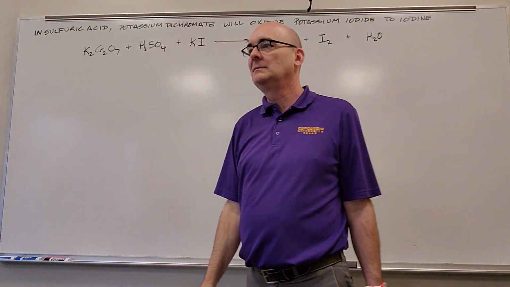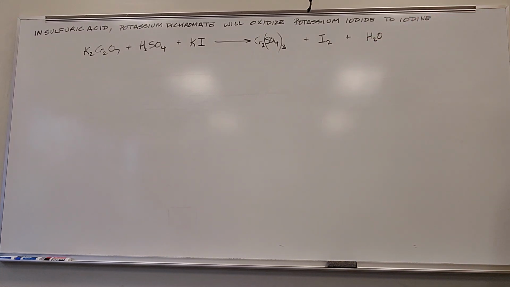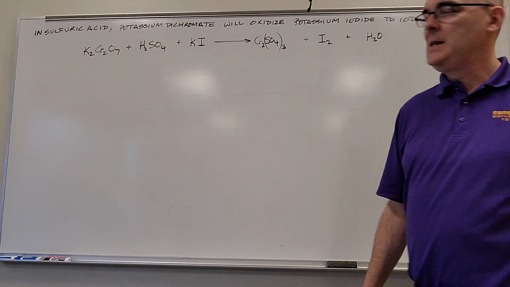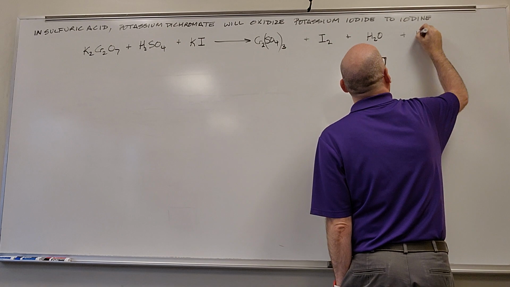But where did the potassium go? Well, there's a good chance that the potassium is making potassium hydrogen sulfate. It's not in my picture. It's not in my diagram. So, let's go ahead and save this.